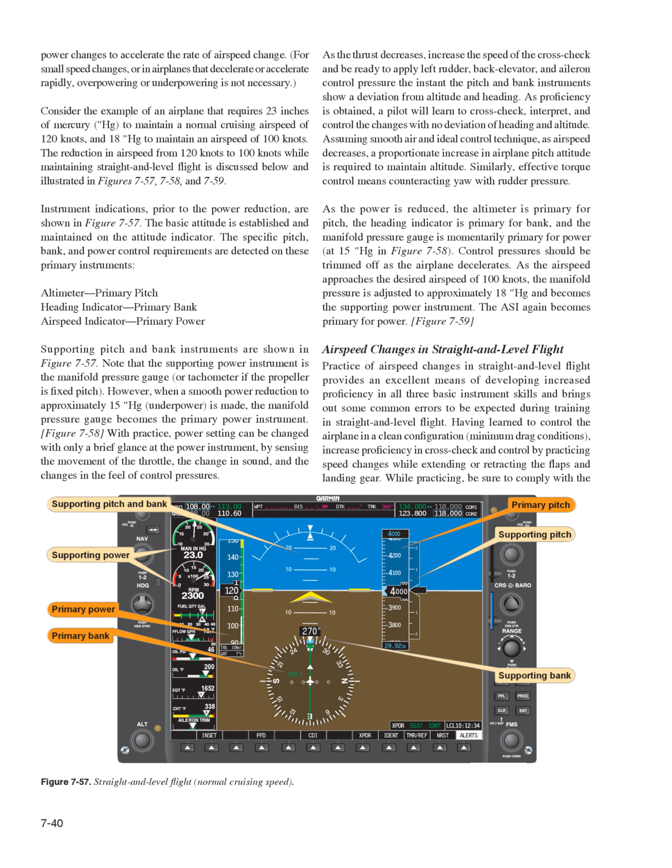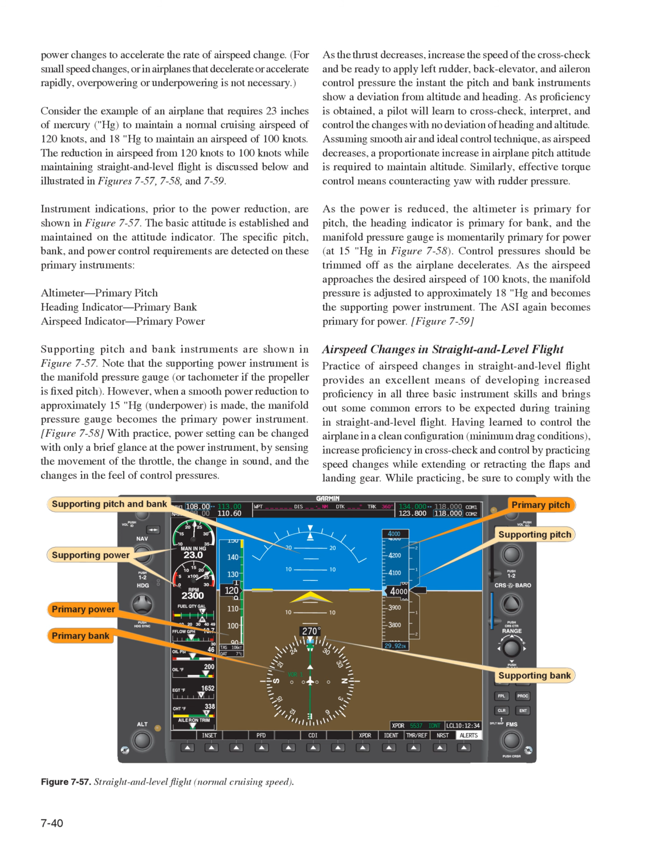The basic attitude is established and maintained on the attitude indicator. The specific pitch, bank, and power control requirements are detected on these primary instruments: altimeter, primary pitch; heading indicator, primary bank; airspeed indicator, primary power. Supporting pitch and bank instruments are shown in figure 7-57. Note that the supporting power instrument is the manifold pressure gauge, or tachometer if the propeller is fixed pitch.